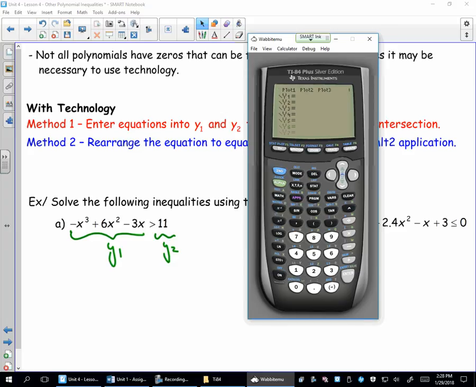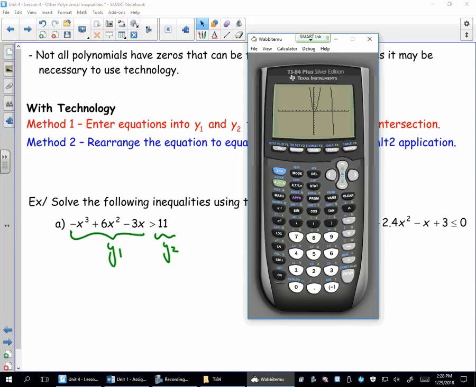We're going to go to the y equals screen. In the y equals screen, we're going to put in the first function, the left-hand function. So we use a negative sign, and use your variable button, to the power of 3. Arrow over to get off there. Plus 6x squared minus 3x. Okay, so it's a nice cubic function. My second function is a horizontal line of 11, so I'm going to put the number 11 in there. Two functions, we're going to press graph, and we'll hopefully see them.